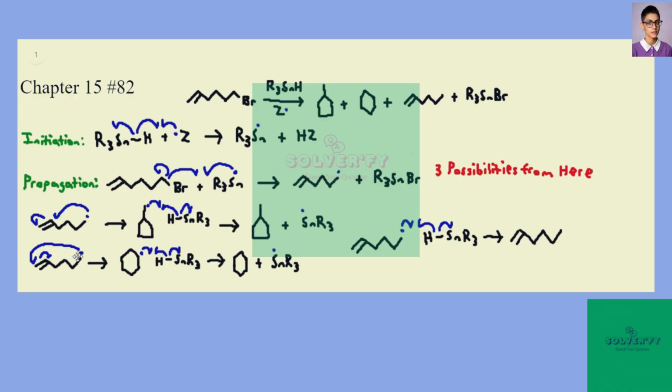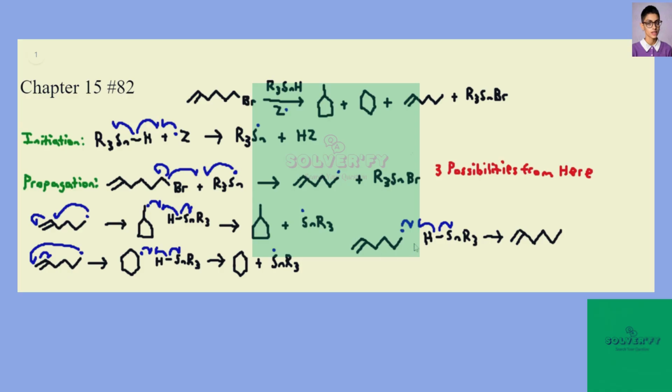Alternatively, the free radical could attack the far carbon, which will make a 6-membered ring with the free radical on one of the carbons in the ring, and they're all equivalent here, so it doesn't matter which one you draw it on. And then that can take the hydrogen from another of this starting tin species. And then that's going to give us the 6-membered ring product and regenerate our tin radical.